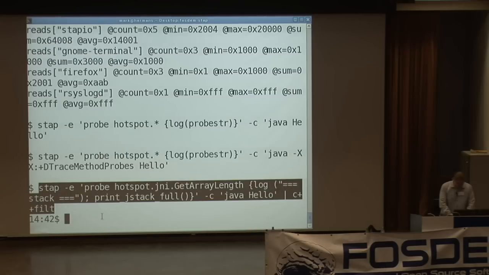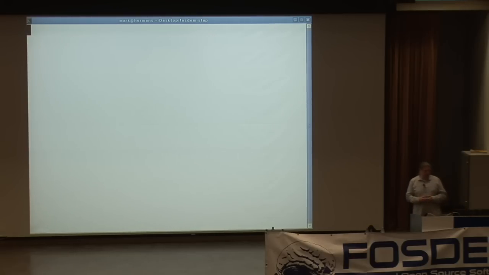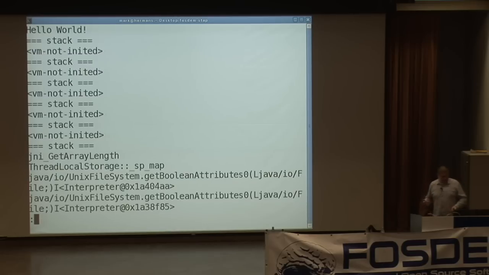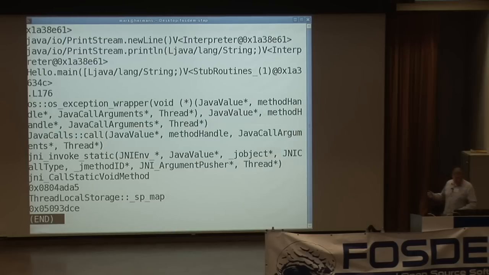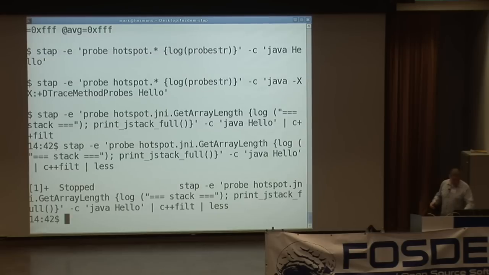So in this case, for example, what's nice is that since SystemTap can look through the whole stack, you can get an interesting backtrace where you actually see... So what I actually did was, when the JNI, Java Native Interface, GetArgumentLength is called, give me a full backtrace of this point.